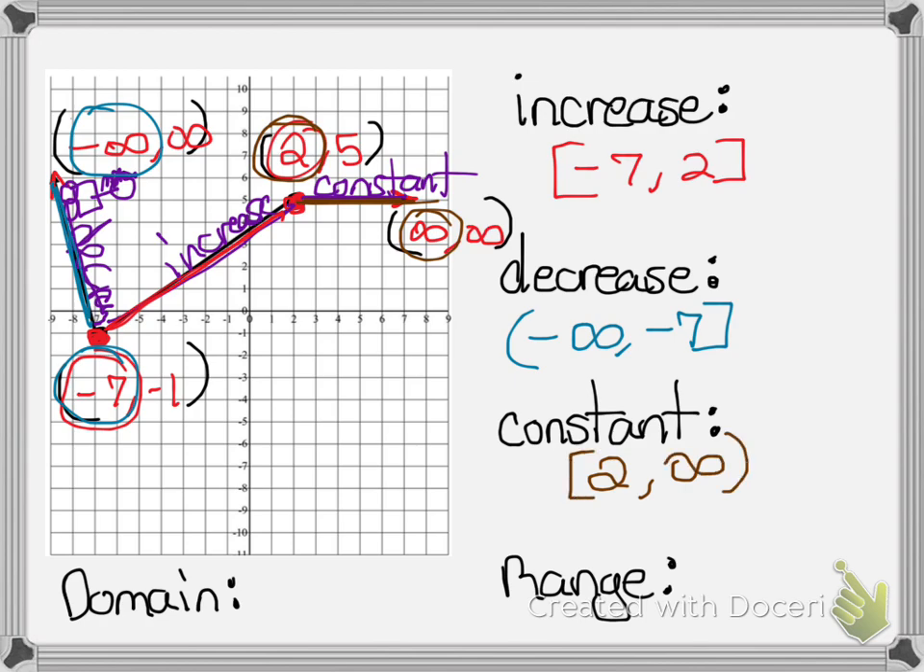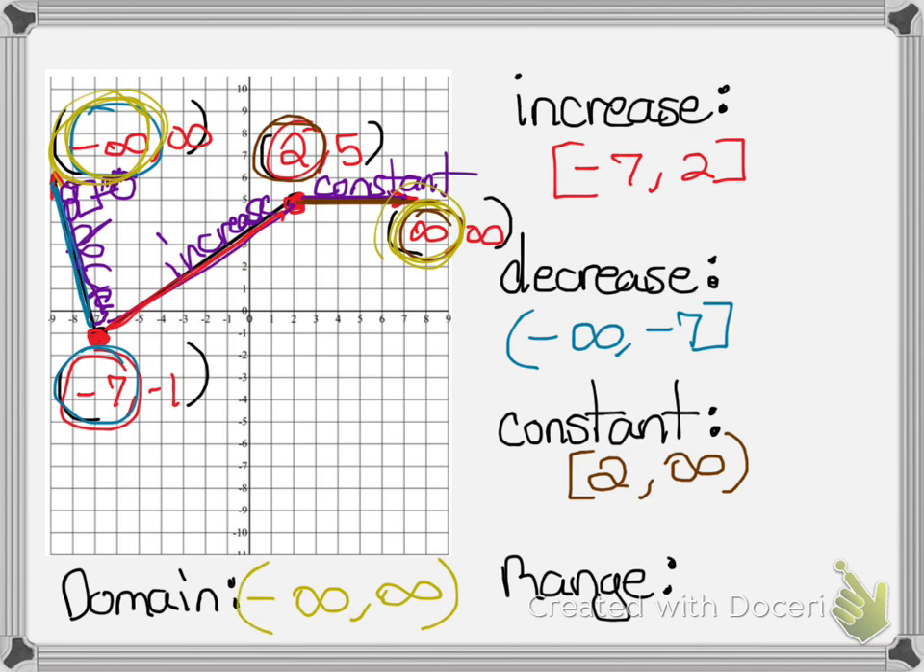To find your domain, it's going to be from your smallest x value out of all of them to your largest x value. So my smallest x value out of all of my ordered pairs is negative infinity. And my largest x value out of all of my ordered pairs is positive infinity. So my domain goes from negative infinity to positive infinity.